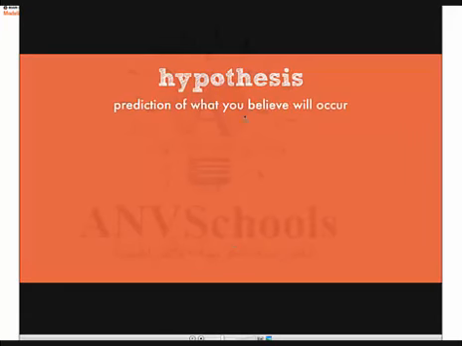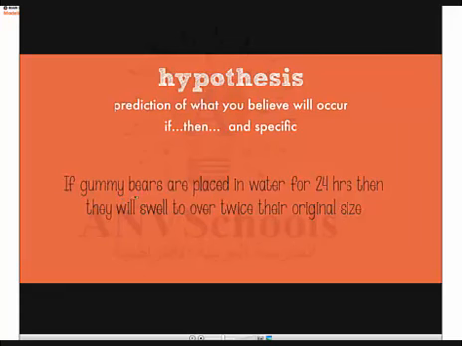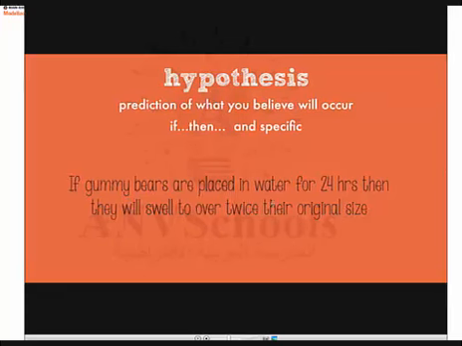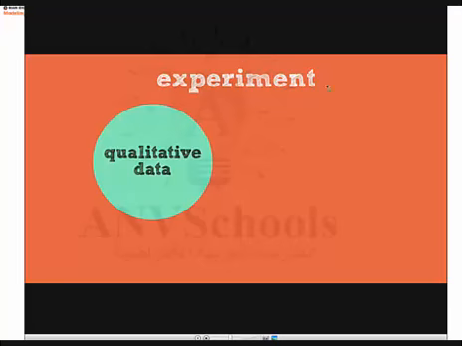Then predictions of what you believe will occur is what we are calling a hypothesis. If, then, and specific. So if gummy bears are placed in the water for 24 hours, then they will swell to over twice their original size. This is a hypothesis. So it can be proved by carrying out an experiment.